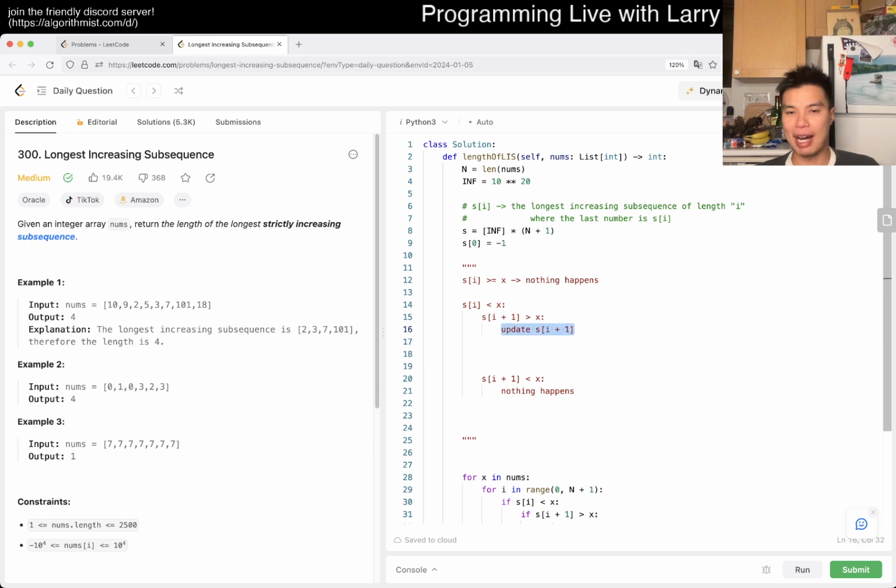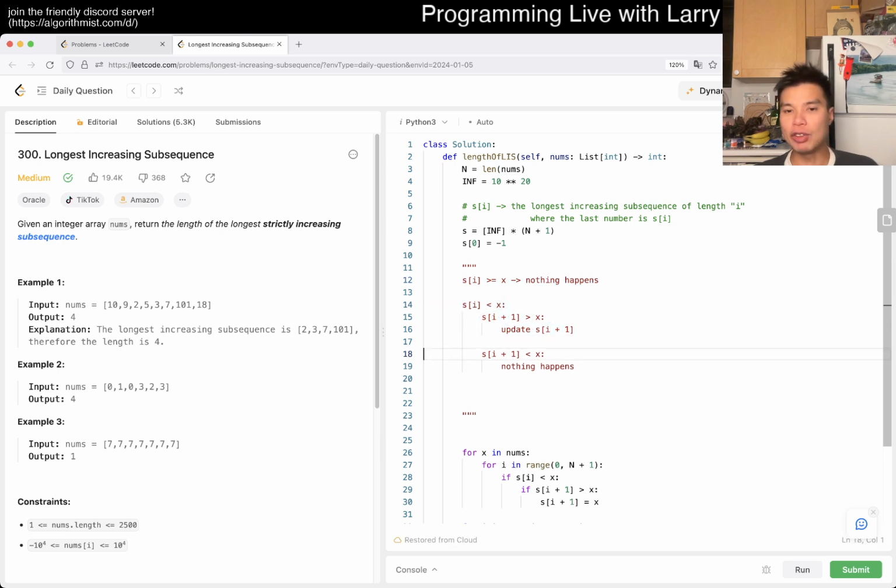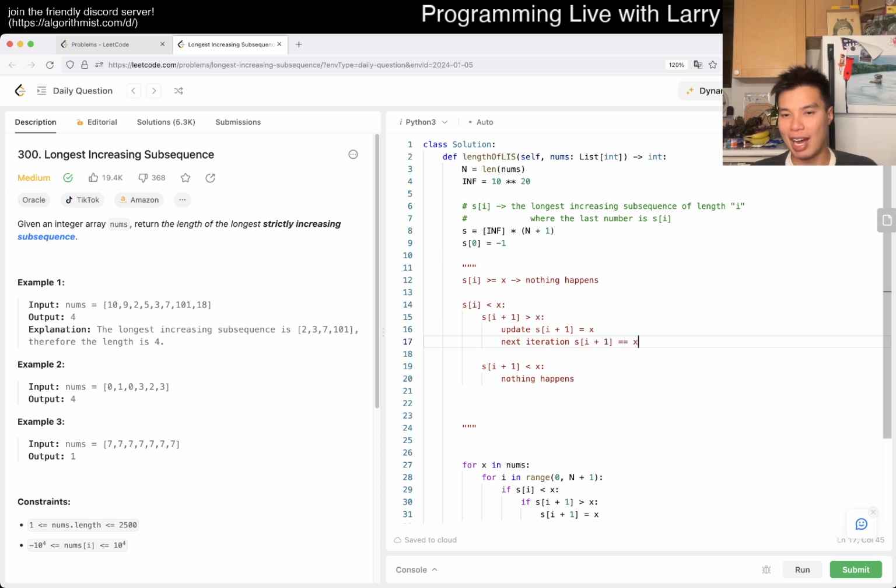Well, when you update s sub i plus 1, then in the future, when you do another loop, nothing happens, right? So if you analyze this in a very specific way, it only updates here, but once you update this, the next number and all the numbers after that, nothing happens, because the next number is literally x, since you updated this to x. So next iteration, s sub i plus 1 is going to be equal to x, and so nothing happens, and nothing propagates forward, just by definition.